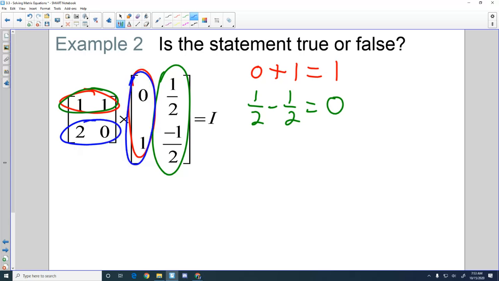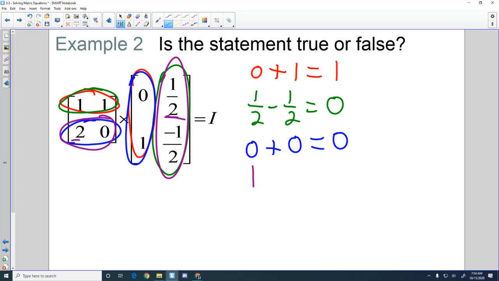2, 0 times 0, 1. Well, 2 times 0 is 0, plus 0 times 1, which is also 0. That equals 0. Still good. And finally, take the second row times the second column. And we've got 2 times 1/2. Well, 2 times 1/2, that's just going to be a 1, right? Half of 2 is 1. Plus 0 times negative 1/2 is 0, and that gives us 1.